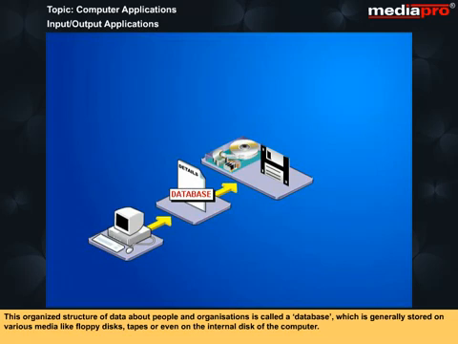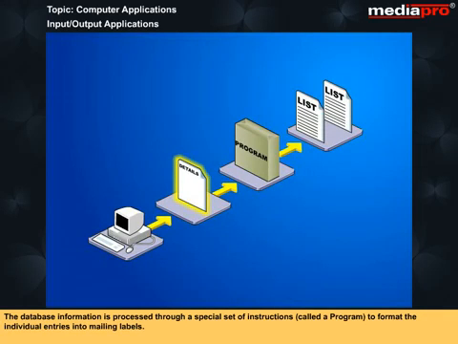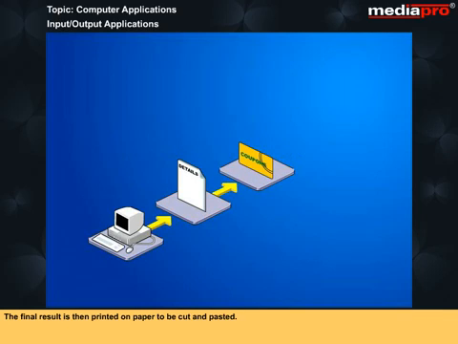This organized structure of data about people and organizations is called a database, which is generally stored on various media like floppy disks, tapes or even on the internal disk of the computer. The computer is able to access this database and maintain it by adding new contacts, deleting redundant ones, or updating information. The database information is processed through a special set of instructions called a program to format the individual entries into mailing labels. Final result is then printed on paper to be cut and pasted.